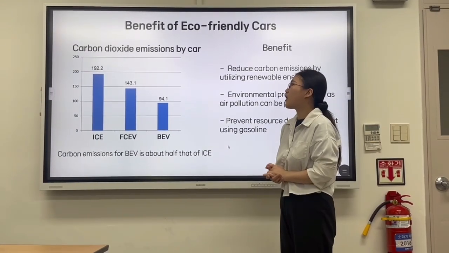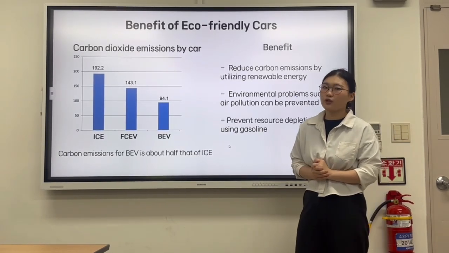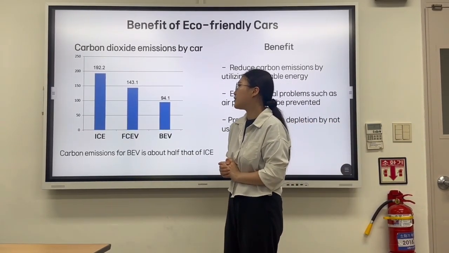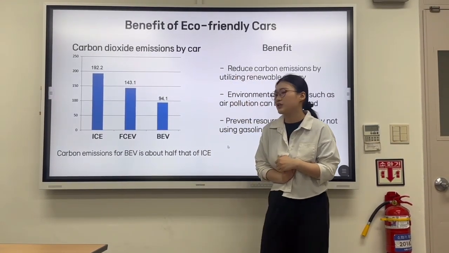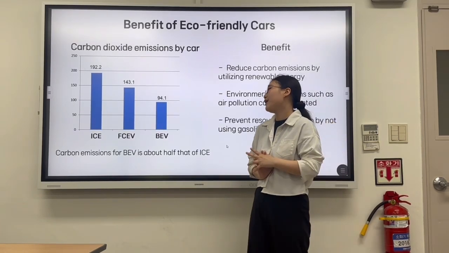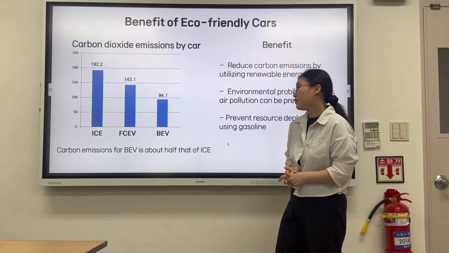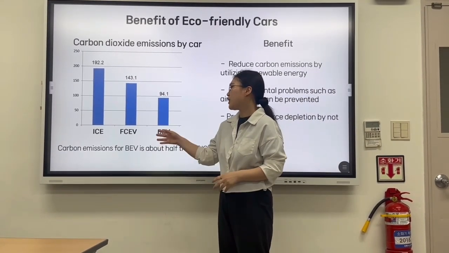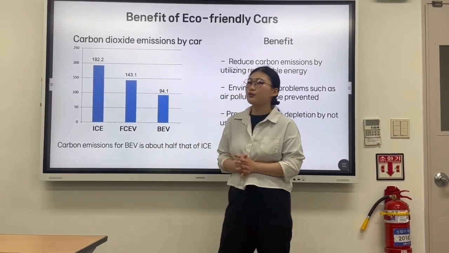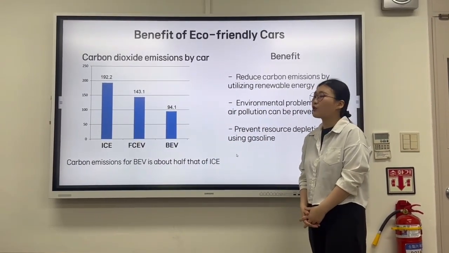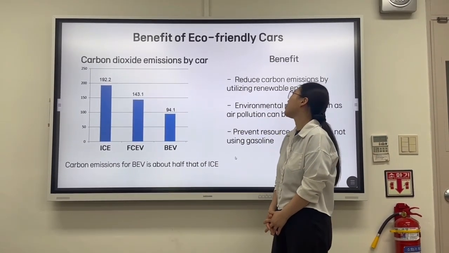The graph shows carbon dioxide emissions by car type, measured in grams per kilometer. Internal combustion is 192.2 grams. Fuel cell electric vehicle is 143.1 grams, and battery electric vehicle is 94.1 grams. The carbon emissions of the fuel cell electric vehicle decreased compared to the internal combustion engine. Carbon emissions for the battery electric vehicle are about half that of the internal combustion engine.